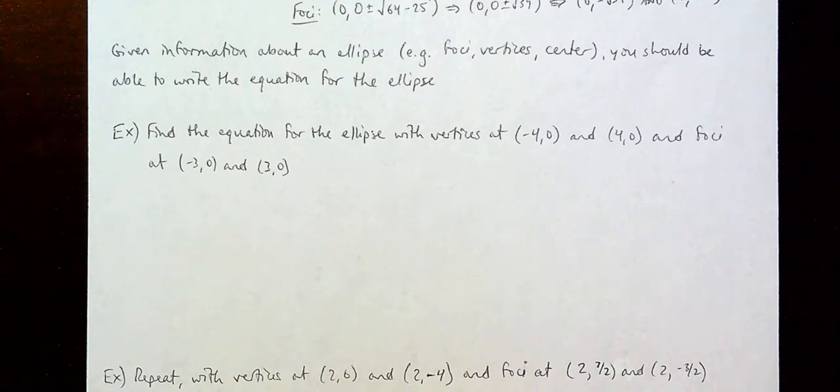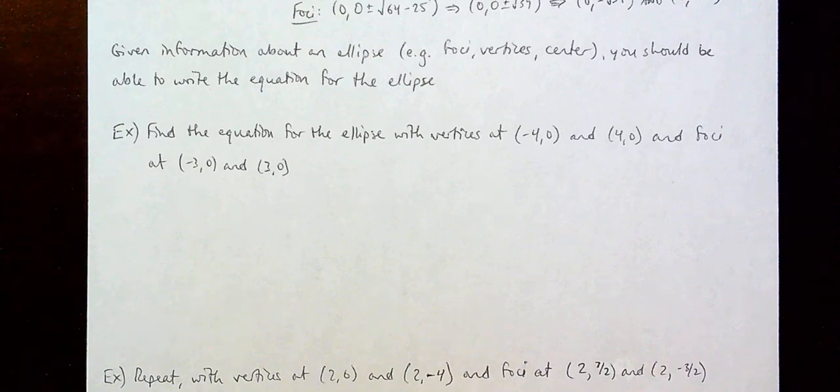In this video, we're going to talk about the other types of problems that you should be able to solve pertaining to ellipses. So this next type of problem, we're almost going to go in the opposite way. If you're only told about the key features of an ellipse, like the foci, the vertices, the center, you should be able to write the equation for the ellipse that has those particular properties.